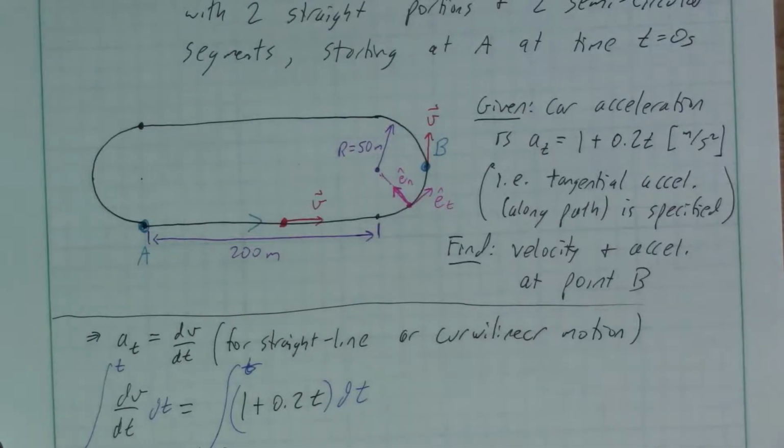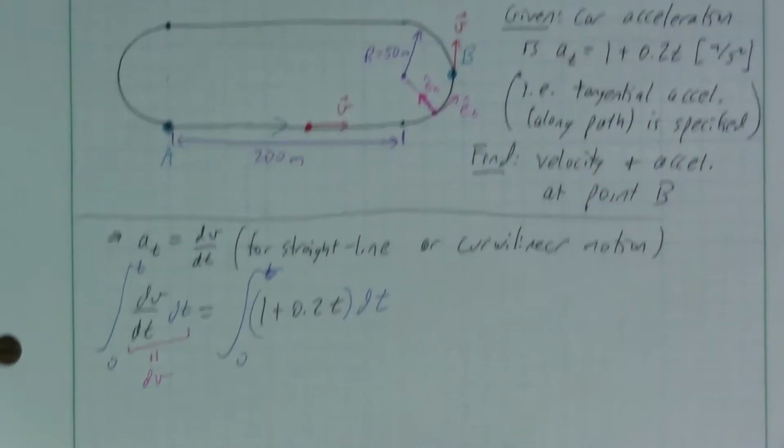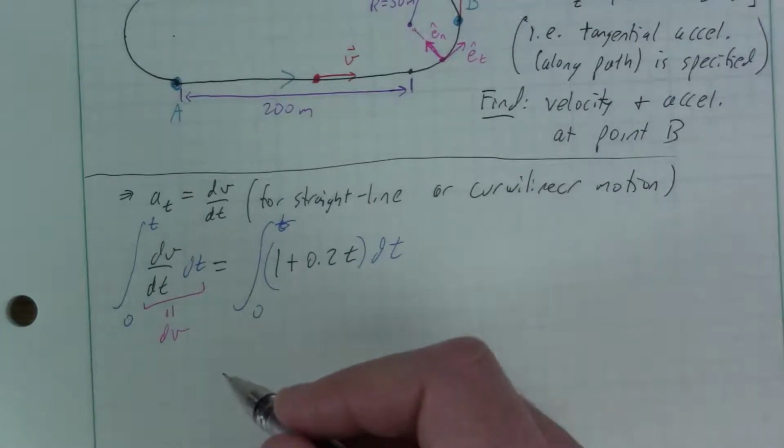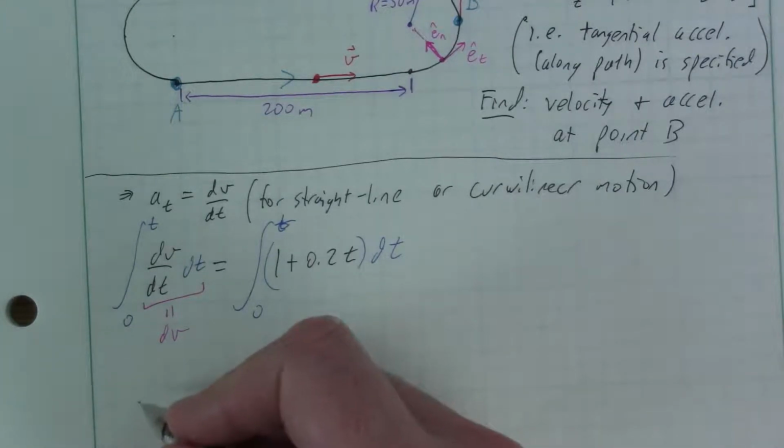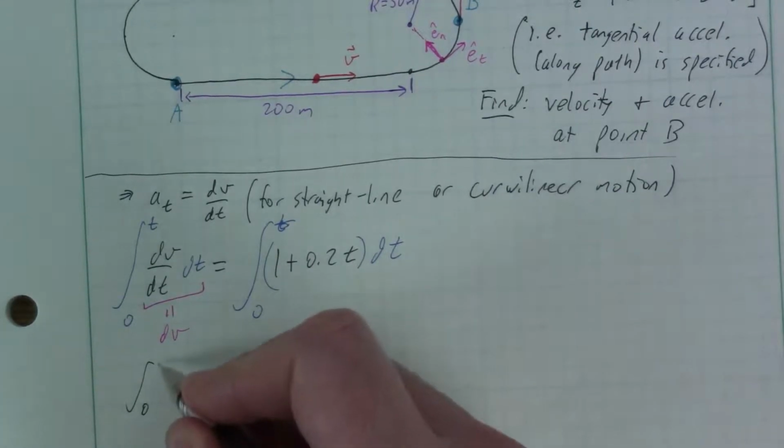Okay, and the reason we do that, by the way, so this over here is dv. This is going to turn into an integral in the velocity variable. The reason we do this is because we have a specified acceleration in terms of time. Okay, so then this one here, we're going to integrate from 0 to v.